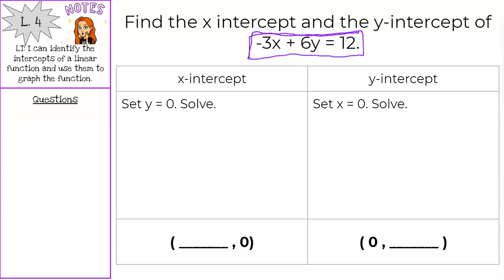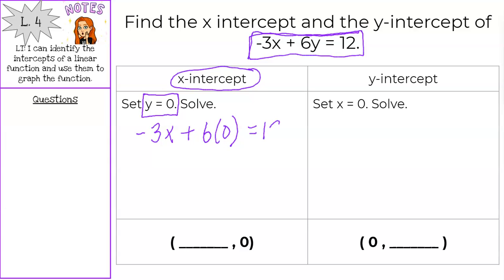So the first thing we want to do is figure out what the intercepts are. If you remember, the x-intercept is when y equals 0. So we are going to take our equation, negative 3x plus 6y equals 12, but once we get to y, we're going to make it 0, and then solve. Anything times 0 is 0, so that piece just goes away, and we're left with negative 3x equals 12.